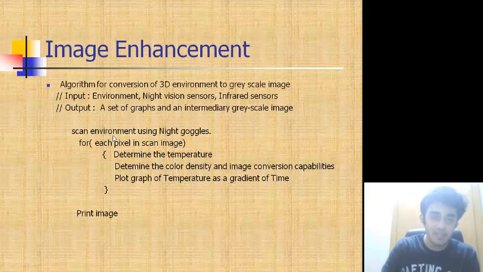What we basically do, how we begin, is we scan the environment using the night goggles. The night goggles scan each pixel. For each pixel in the scanned image, we determine the temperature. After we determine the temperature, we determine the color density and the image conversion capabilities. Then we plot a graph for each of these quantities as a gradient of time, and that yields our graphs for the next slide. Then we form an image. This image is nothing but an intermediary grayscale image.